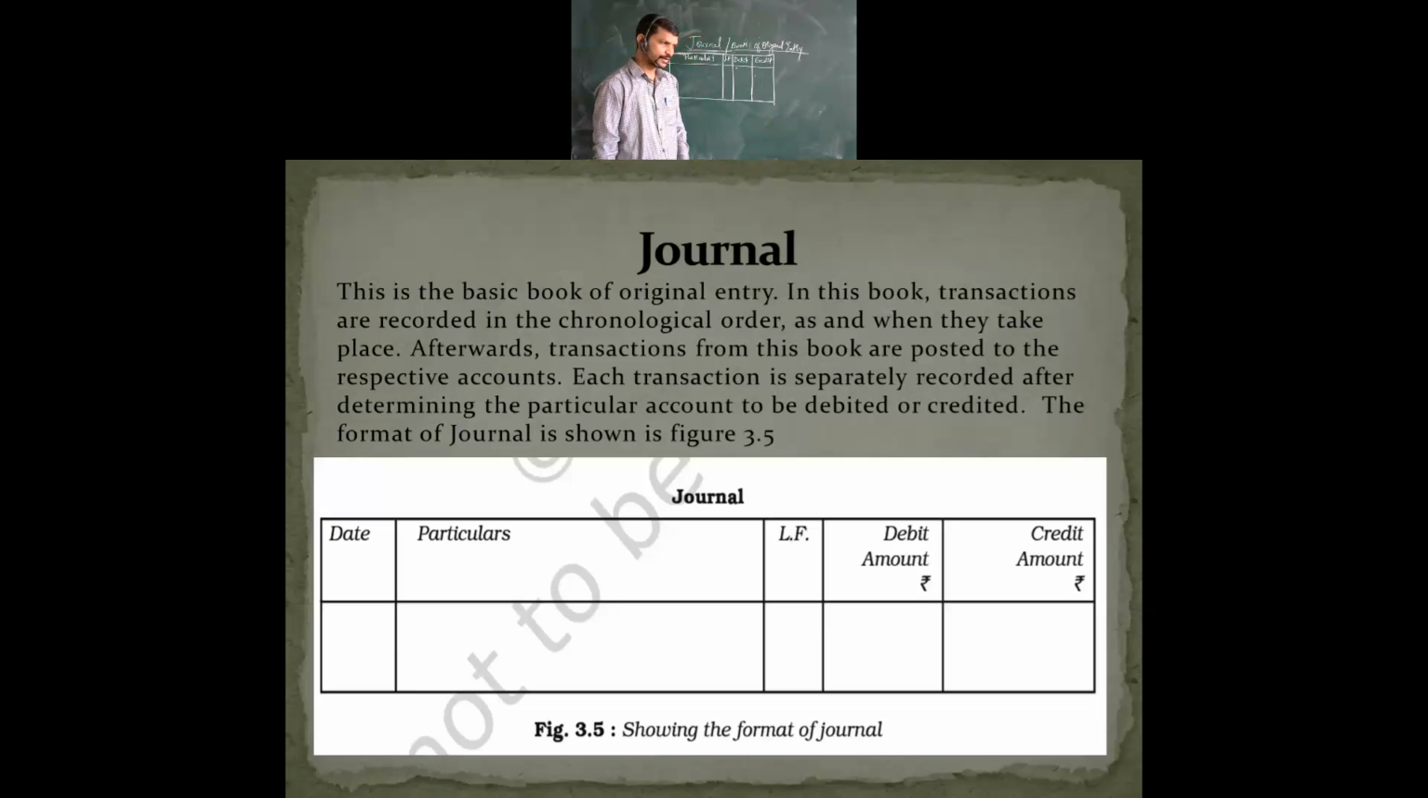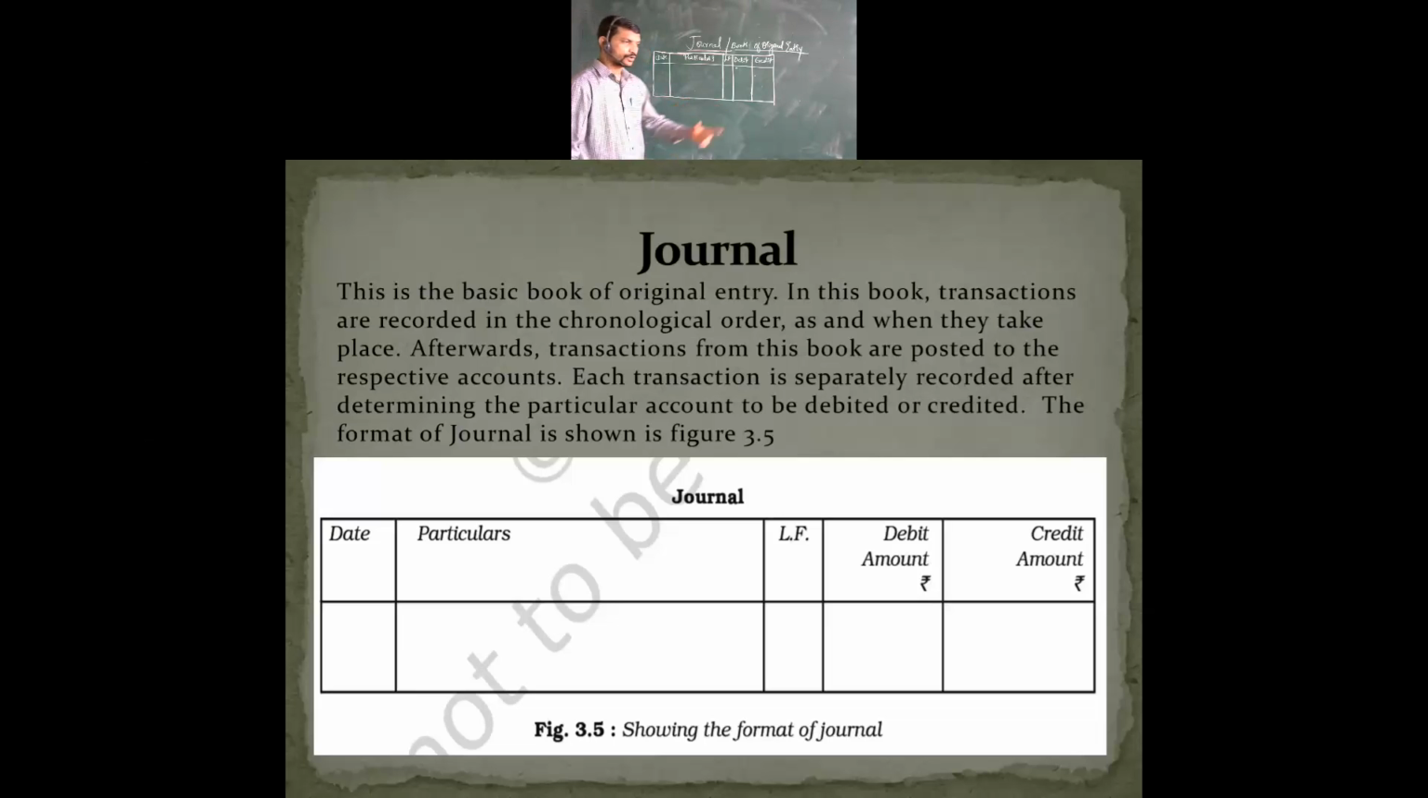Then afterwards, transactions from this book are posted to the respective accounts. When you complete this journalizing, that will be posted in the particular individual accounts. Then next, each transaction is separately recorded after determining the particular accounts. In the particular account you are going to determine whether it is a debit or credit. Then the amount to be debited or credited will be determined.